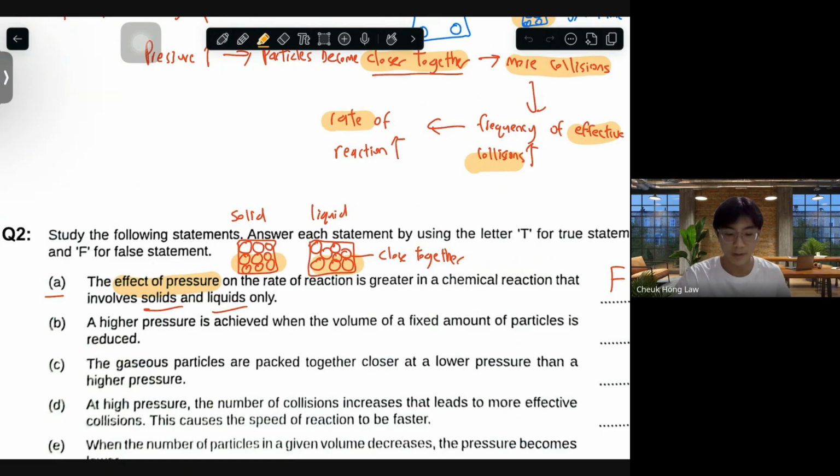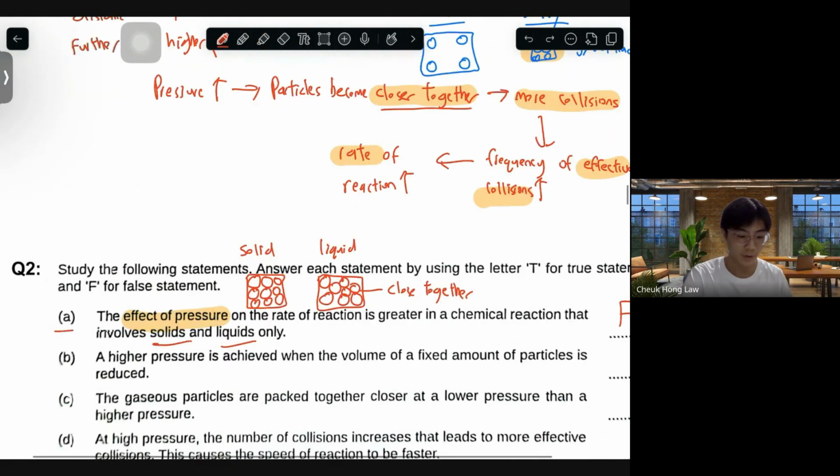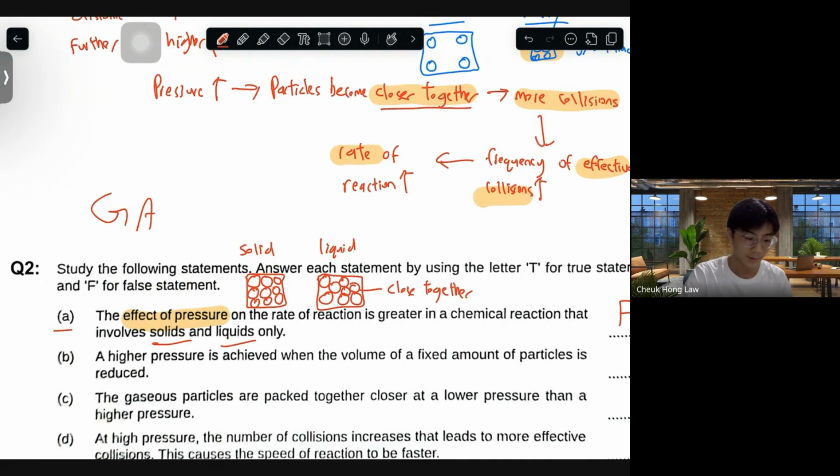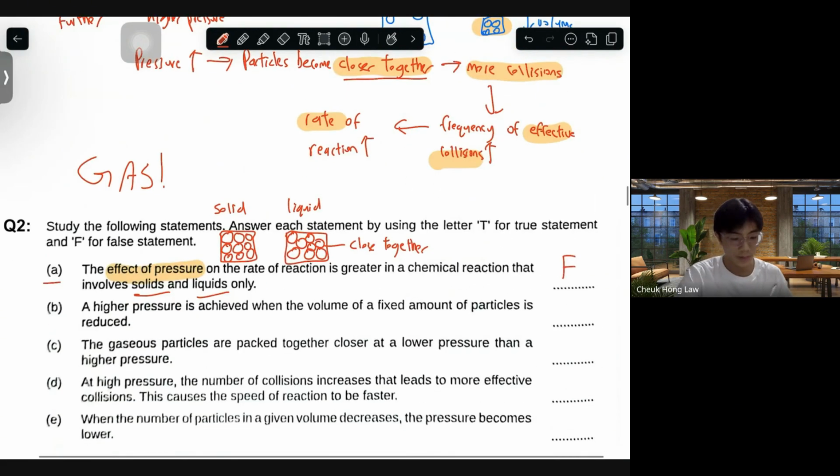That's why, for pressure, we only talk about gases. Remember, pressure only talks about gases. For solids and liquids, it doesn't really affect it that much. Okay, statement B, sorry. A higher pressure is achieved when the volume of a fixed amount of particles is reduced.